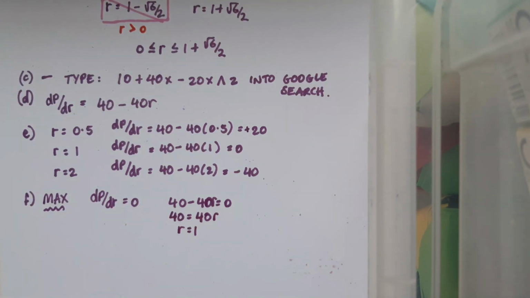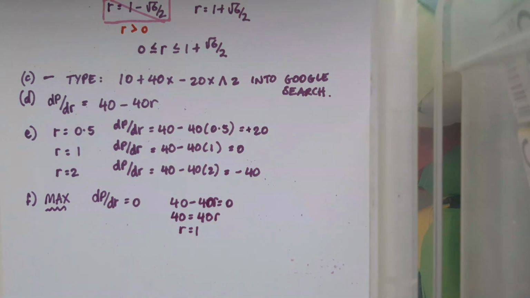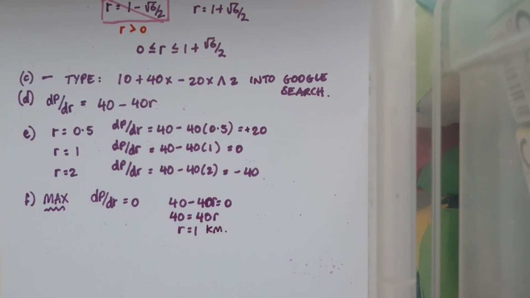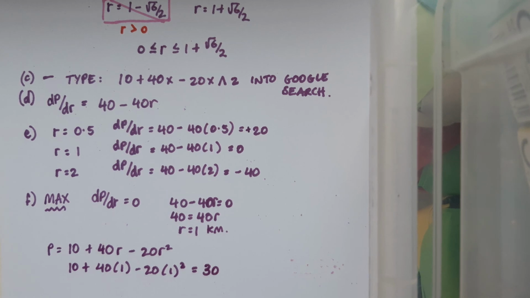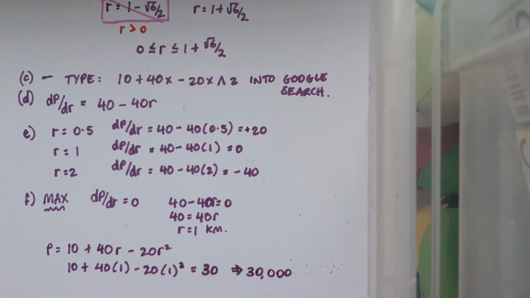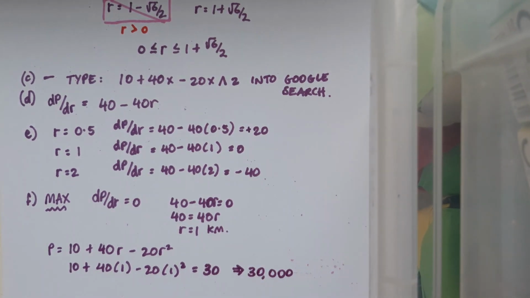So R is equal to 1. And of course, note that we're getting a radius here, and radius is a distance, and the units in this case are in kilometres, so let's include that in the answer. And they want us to actually evaluate that maximum density then. So we'll go back to our P function and substitute in our 1, and we get an answer of 30. But again, don't forget population is in thousands. So our population is 30,000 people at that particular radius from the city centre.